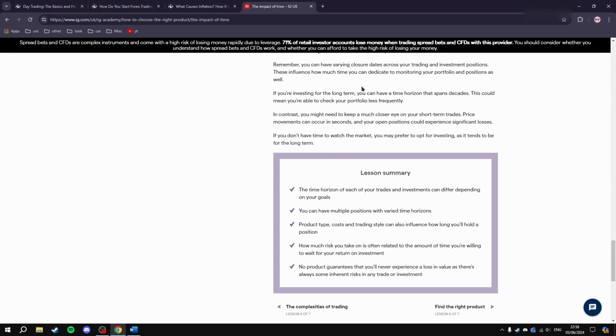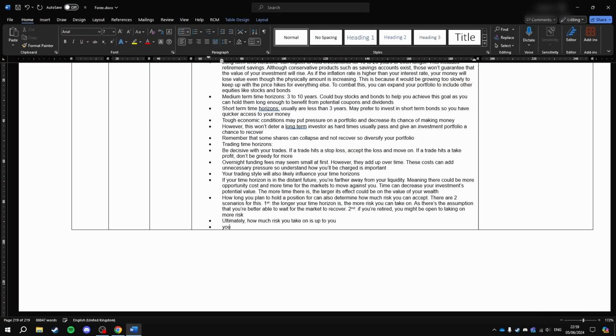Remember, you can have varying closure dates across your trading and investment positions. These influence how much time you can dedicate to monitoring your portfolio and positions as well. If you're investing for the long term, you can have a time horizon that spans decades. This could mean you're able to check your portfolio less frequently. In contrast, you might need to keep a much closer eye on your short-term trades. Price movements can occur in seconds, and your open positions could experience significant losses. If you don't have time to watch the market, you may prefer to opt for investing, as it tends to be for the long term.